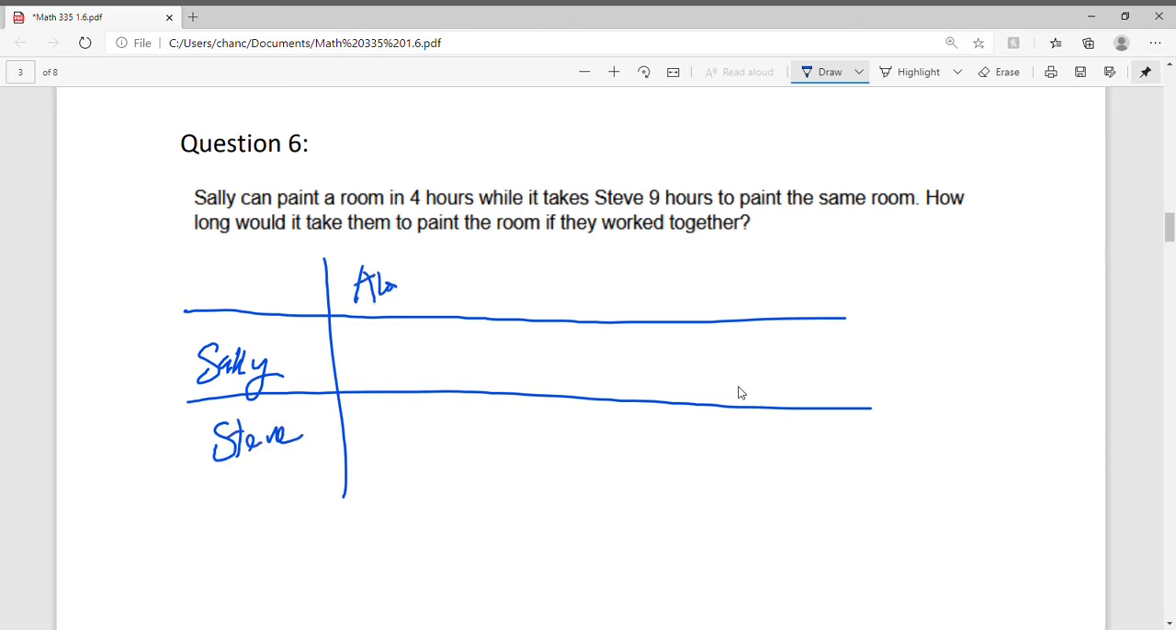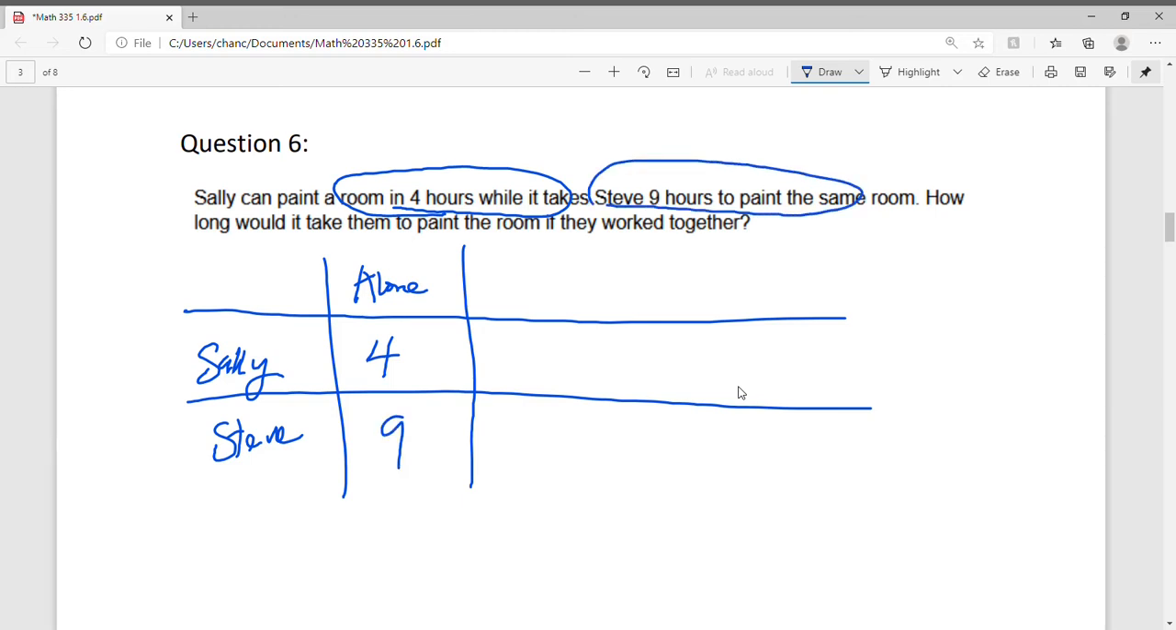Now, I like to put the alone time in the table. How long does it take Sally to do the entire room alone? It takes 4 hours. What about Steve? It takes him 9 hours. Now, on the top here, we'll put the rate, the time, and the amount of work that they each do.